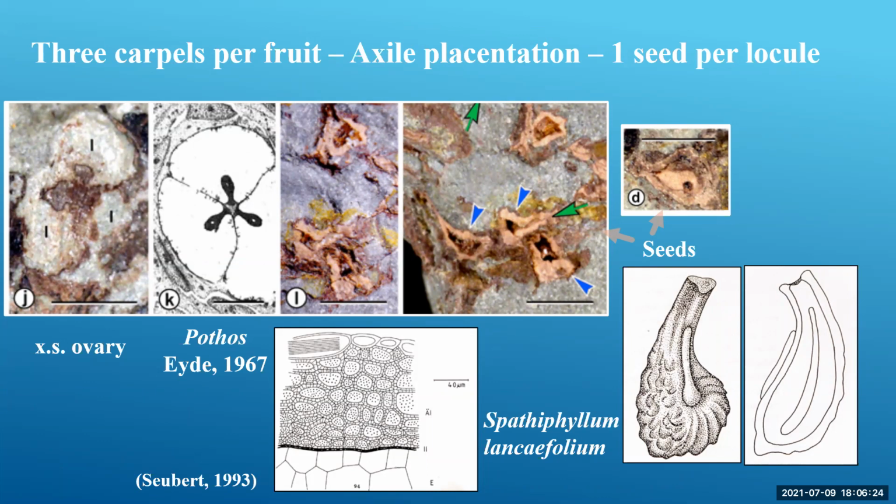Okay, so this is a lucky break in J, where we can see a cross-section through the ovary, and you'll see there's 3 locules. So this is 1 fruit with 3 locules, and then this is the placenta here. So we have axial placentation. The seeds are borne along the axis. Similar to what you see here in Pothos in K, described by Ide in 1967.